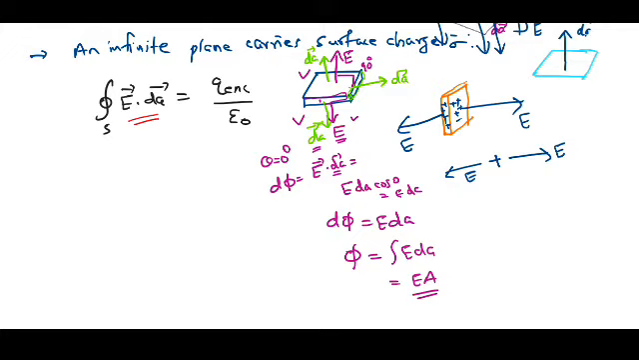But for the side surfaces, where the area vector is along this direction and the electric field vector is along the perpendicular direction, the angle between them is 90 degrees. Therefore the small flux through the side surfaces is E dA cos 90, which is equal to 0.